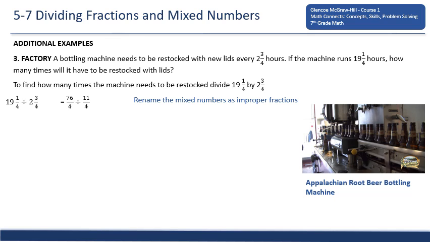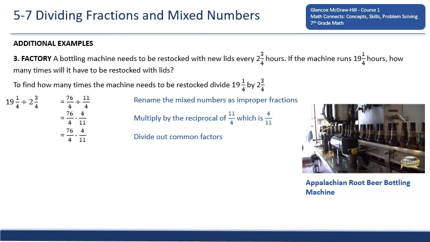And now to solve this, we need to multiply 76 over 4 times the reciprocal of 11/4. So we get 76 over 4 times 4 over 11, and we can do some simplifying. The 4's go into each other once, and then we can multiply. We get 76 over 11, and now we can convert that to a mixed number. It's 6 10/11. The machine needs to be restocked approximately 7 times.